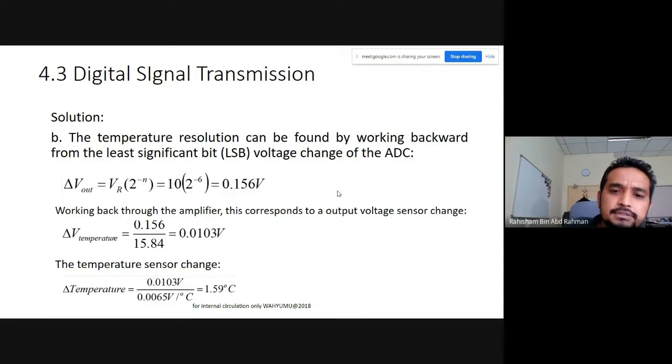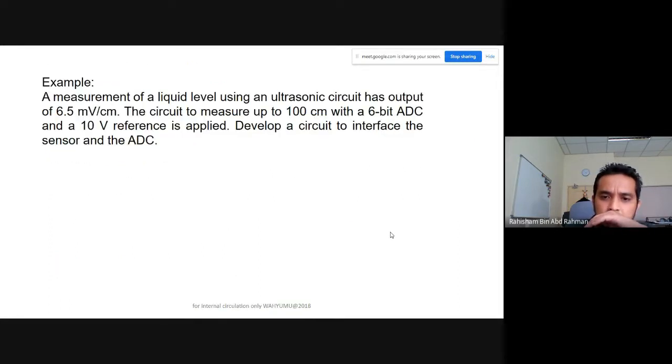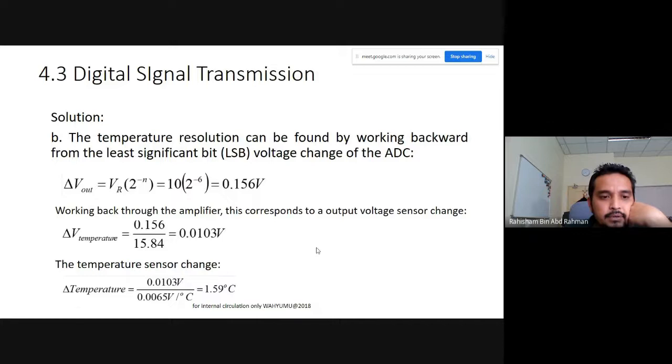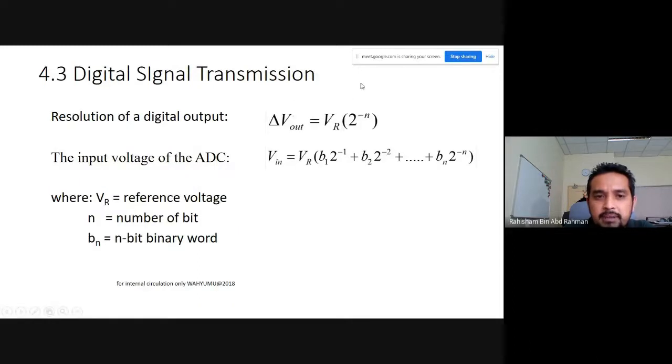Okay, for the second question, the temperature resolution can be found by working backward from the least significant bit. We just modify and rearrange the formula given. So V out, V reference, and everything. V reference is 10. It is binary 2, the bit number is n. This is the formula as given here. Remember, digital signal transmission to convert the signal.